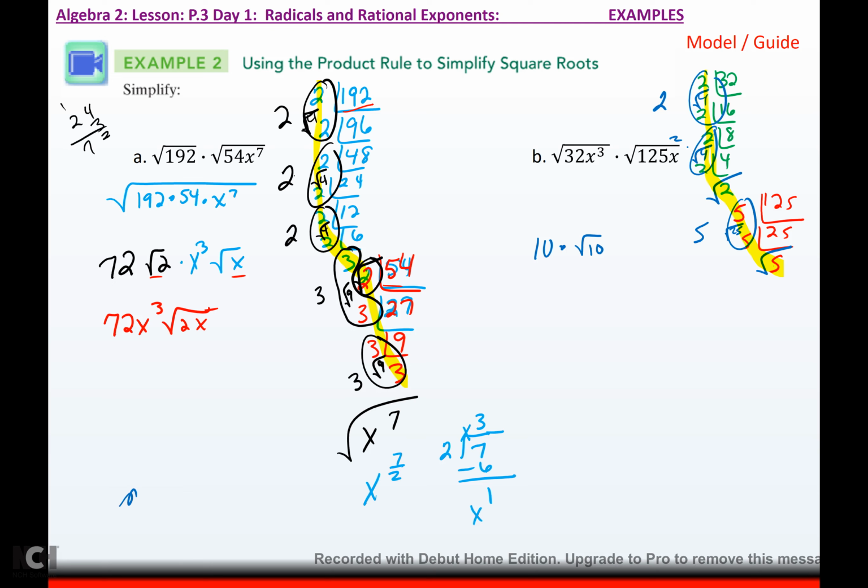Alright, so now I've got to do my letters. Well, I've got x cubed times x to the first. That's the square root of x to the fourth.